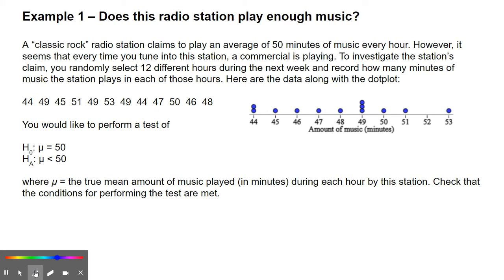You would like to perform a test of the null hypothesis mu equals 50 versus the alternative hypothesis mu is less than 50, where mu is the true mean amount of music played in minutes during each hour by the station. Check that the conditions for performing the test are met.